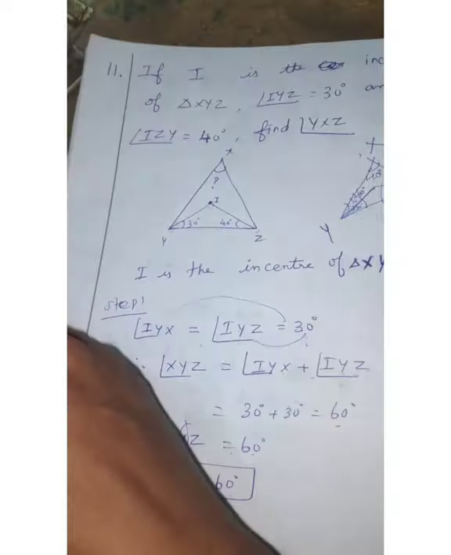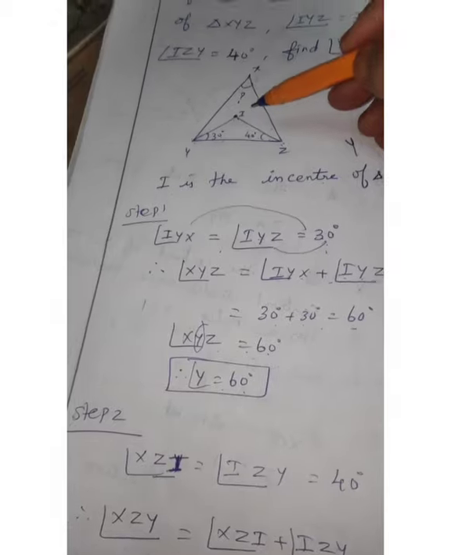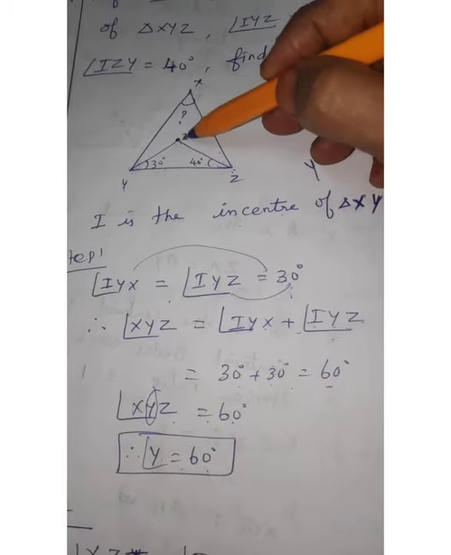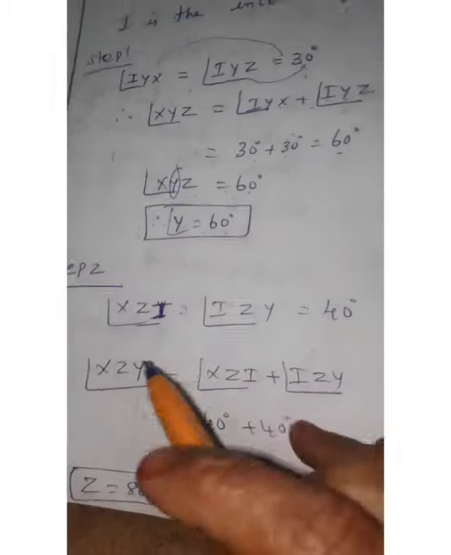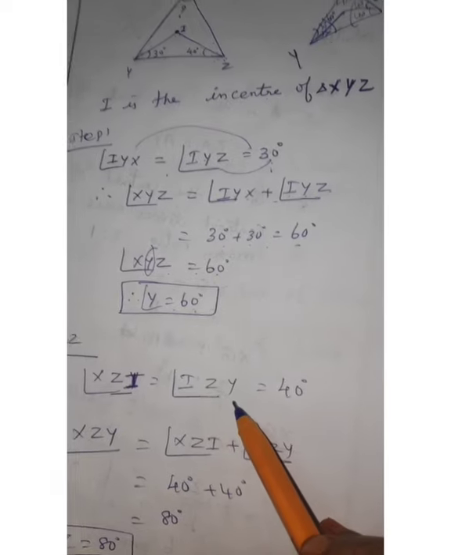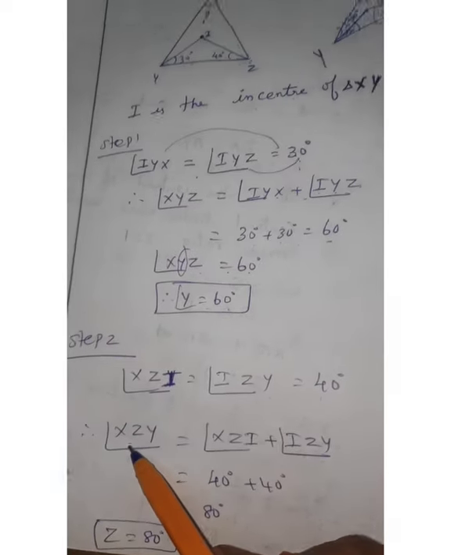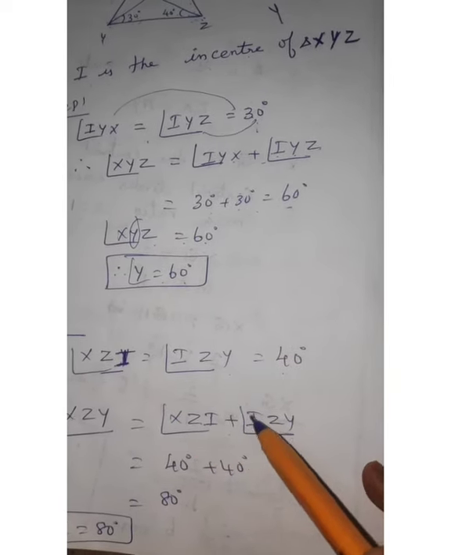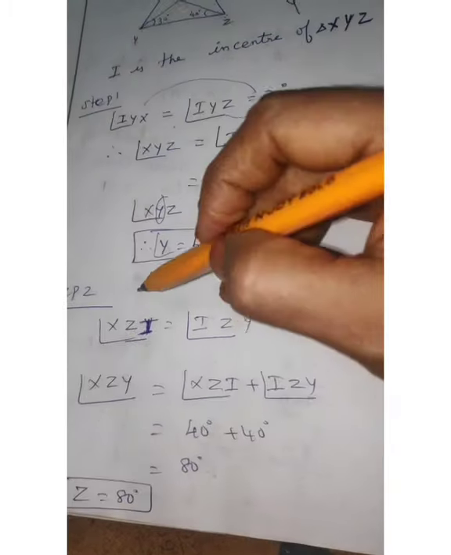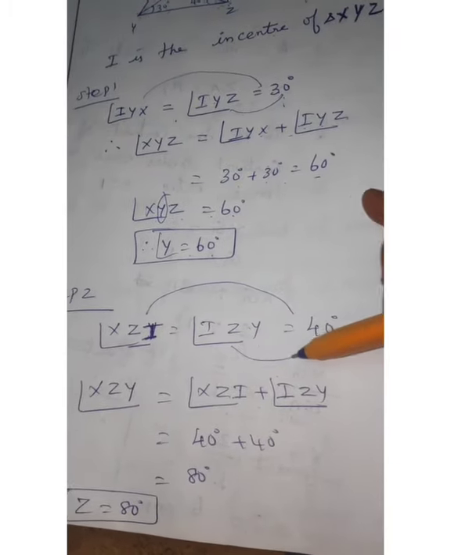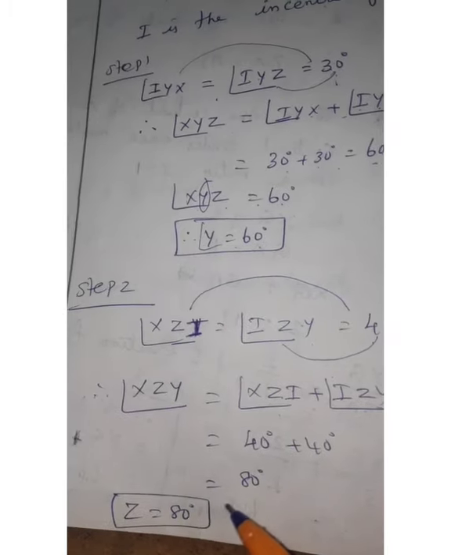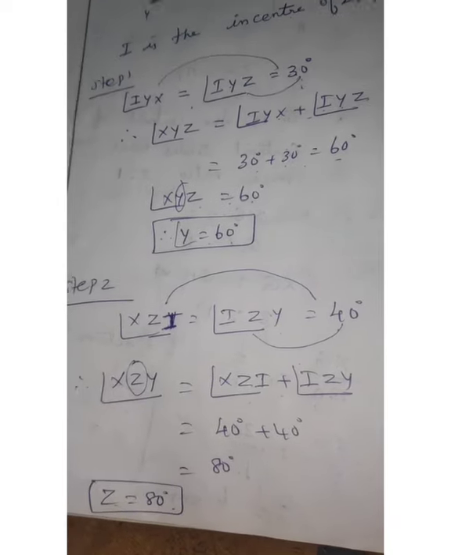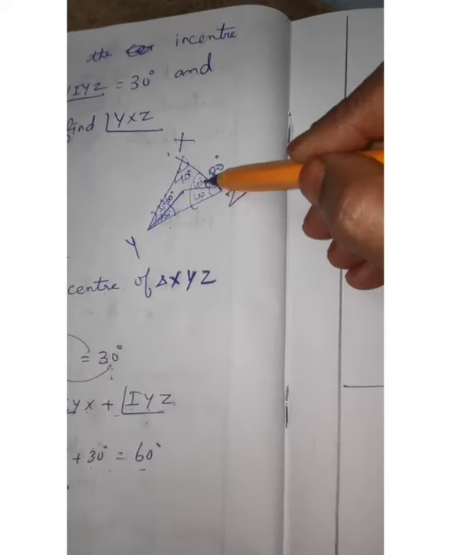Next, second step. The left side is done. Then the right side: XZI, IZX. XZI is equal to IZY, which equals 40 degrees. Therefore XZY equals XZI plus IZY. This value is 40 degrees and this value is also 40 degrees. 40 plus 40 equals 80 degrees. The center letter is Z, so Z equals 80 degrees.